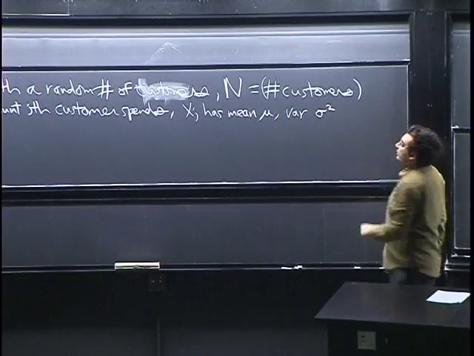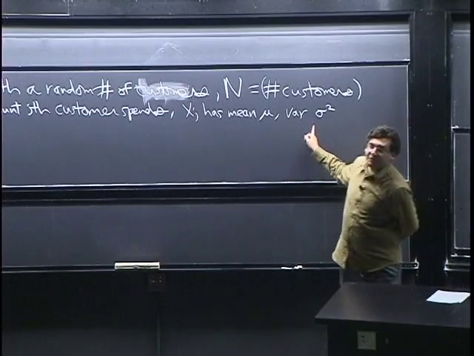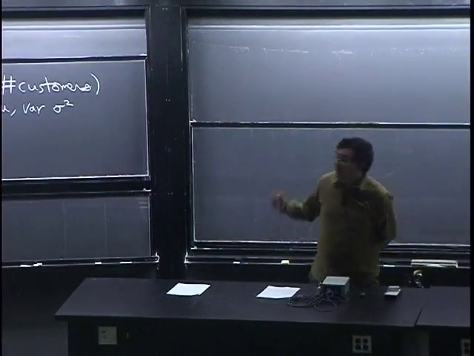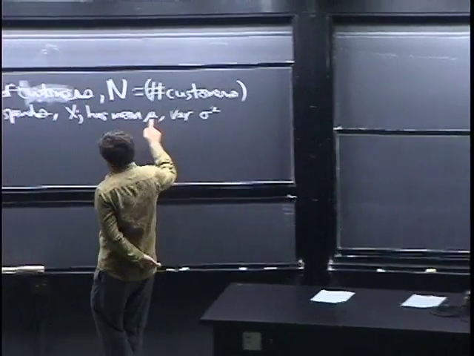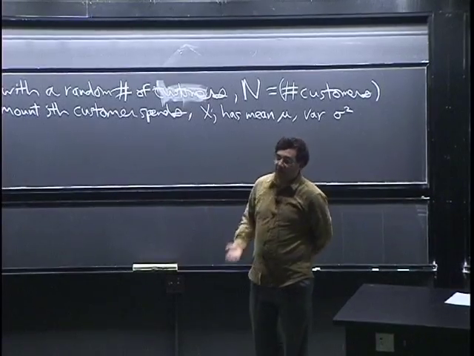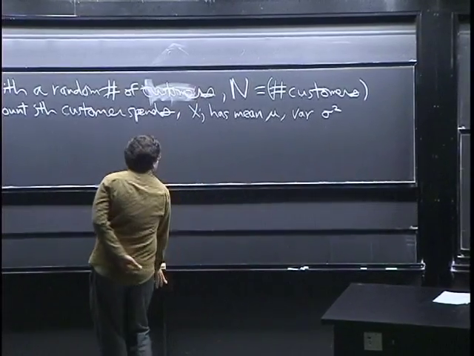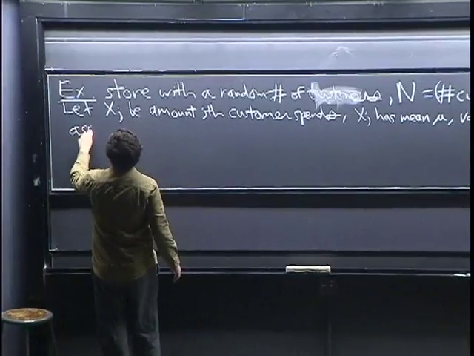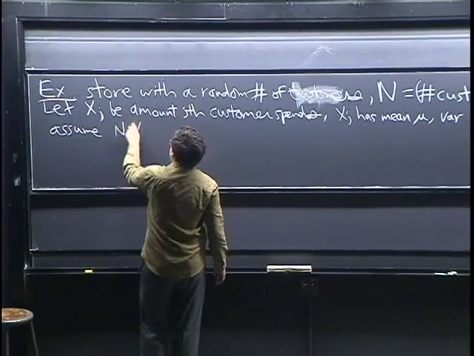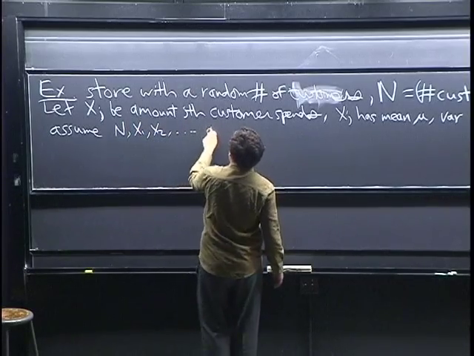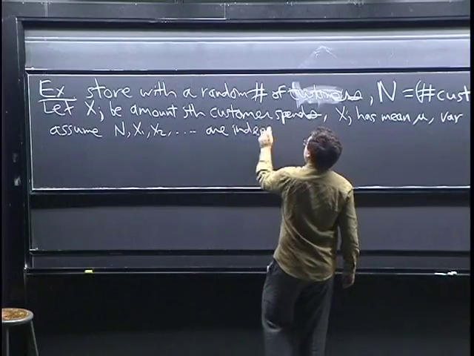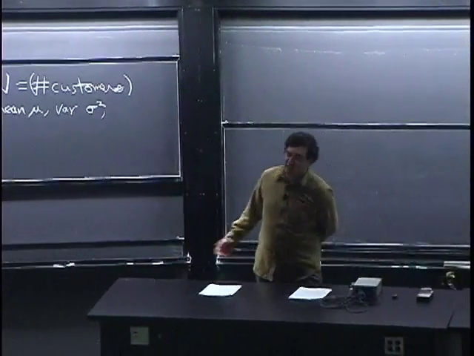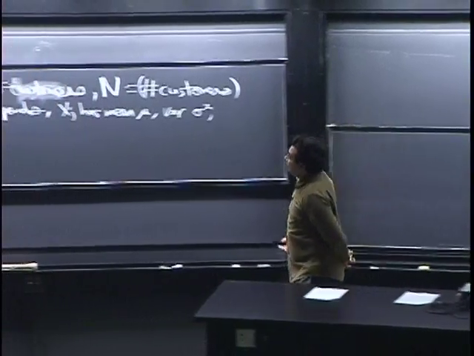So I'm assuming that they all have the same mean and variance for how much the customers spend. Of course, you can generalize this problem in different ways, but for now, let's just assume they all spend the same average. They may spend different actual amounts, but they spend the same average amount, and they have the same variance. And let's assume that N and this sequence of expenditures are independent. Okay, so we're not necessarily assuming that the x's are IID, but we are assuming that they're independent.